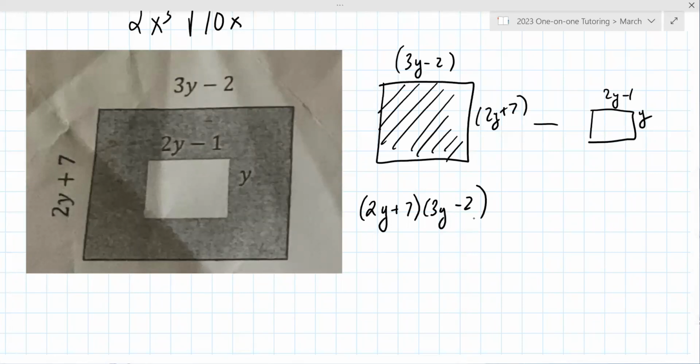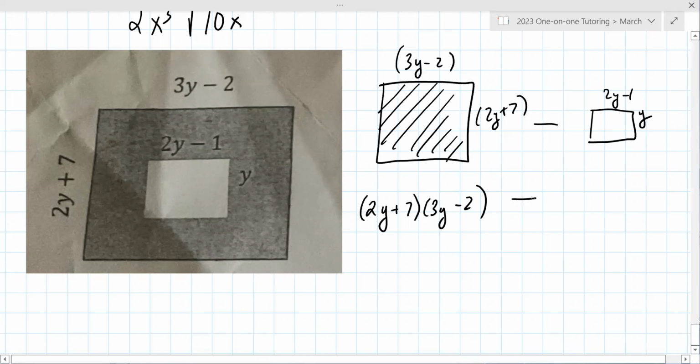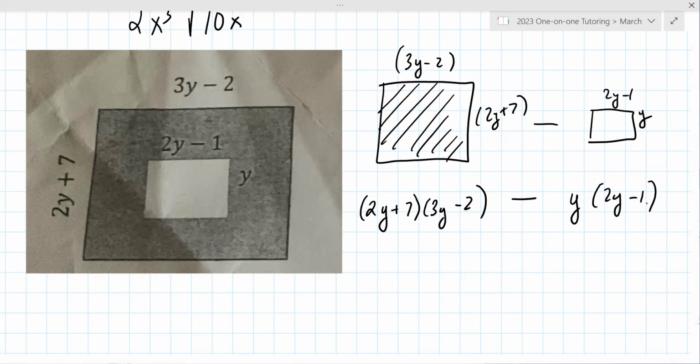All right, so you have to FOIL that. You can do that now or later. On the one on the right, you're going to multiply base times height, y times 2y minus 1. So why don't you FOIL the one on the left, please, and just tell me what you come up with. All right.